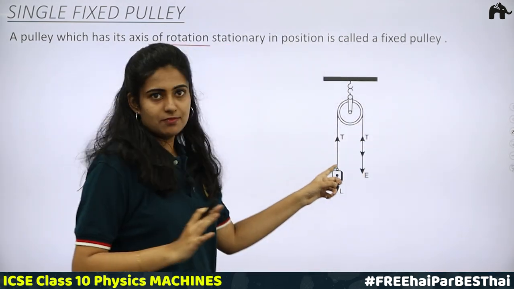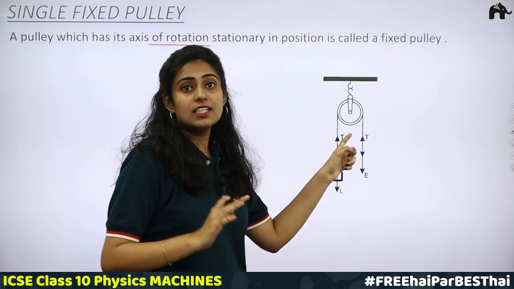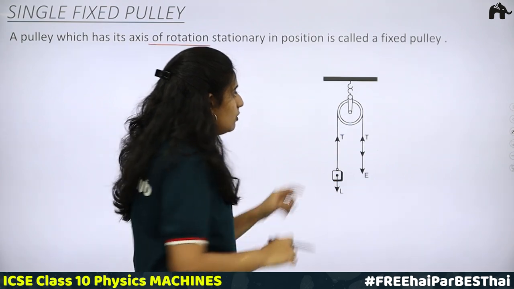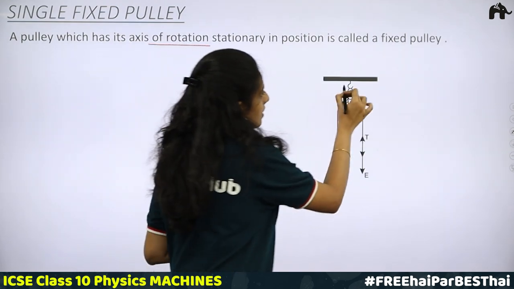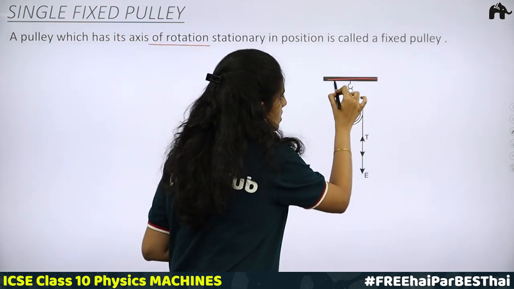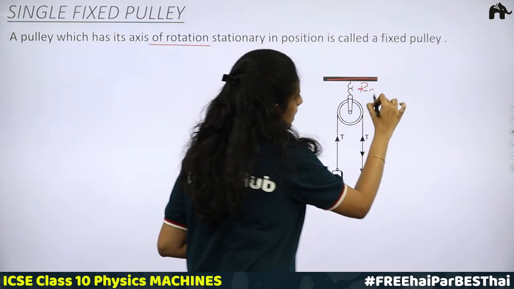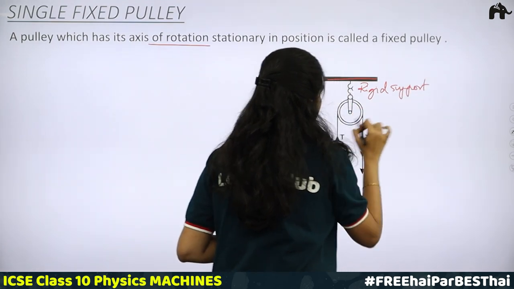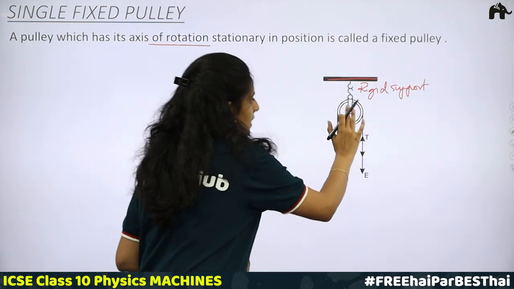Just look at this figure. This is the one we use in the case of a well. In order to take water in a bucket from a well, you will be using this system. Here, we can see this is the axis of rotation. This axis of rotation is fixed to a rigid support, which means this axis is not movable. This axis will be stationary.